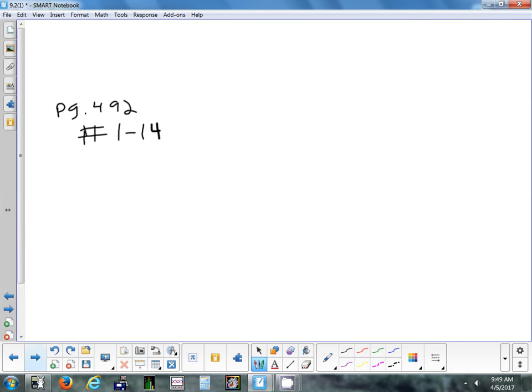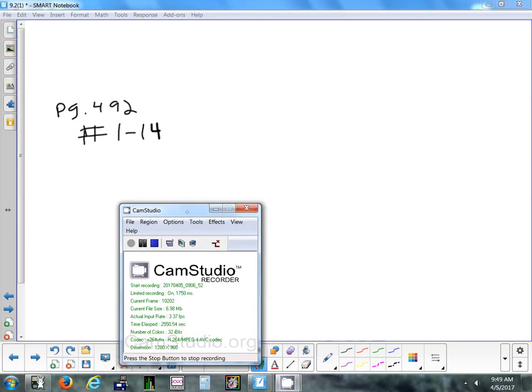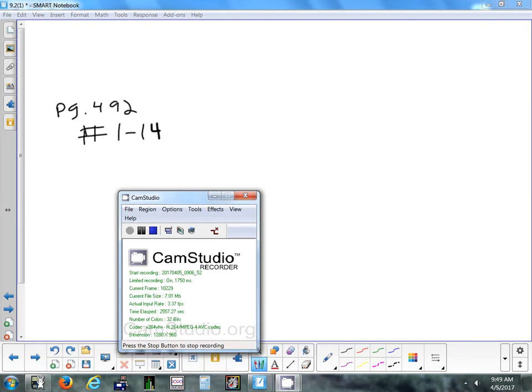Okay, so that pretty much wraps up everything that we're going to do for just looking at individual coordinates. Tomorrow, we're going to use the graphing calculators a lot more to play around with parametric and polar. The homework is just 1 to 14 on page 492.